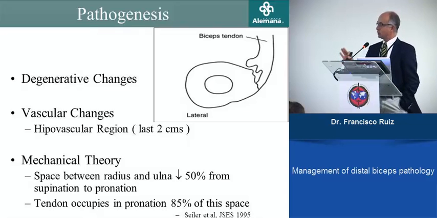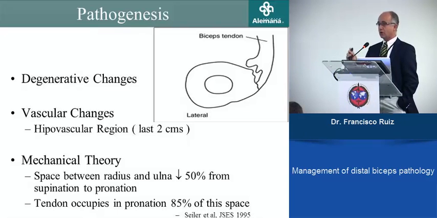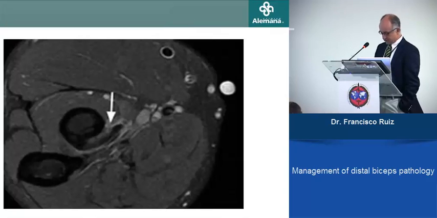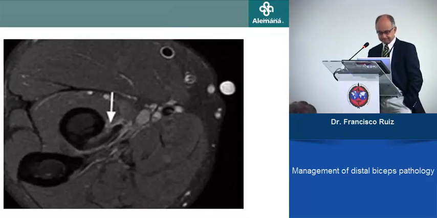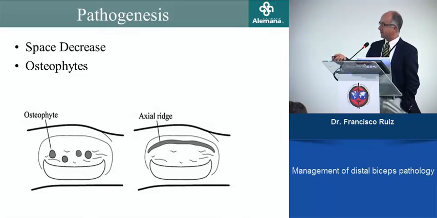You must remember that the space between the radius and the ulna decreases 50% when we move from supination to pronation. And on the other hand, if we remember that this tendon occupies around 85% of this space, you should imagine what happens. This is a diagram where we can see that this space is very narrow. If we go from pronation to supination, it goes even narrower, and almost all this space is occupied by the distal tendon. And if we think, on one hand, that the space is decreasing, and on the other hand, the presence of some osteophytes that can be dot or lined.